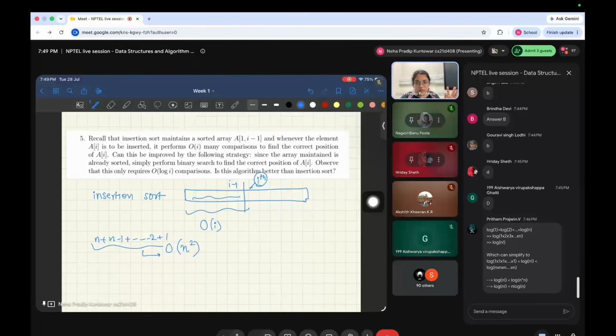Okay, so here is a proposed algorithm. Instead of going all the way back to I, what if I use the fact that I know this array is already sorted? So it's not arbitrary, it's already sorted. So you can do a binary search algorithm. Instead of linearly finding the correct position of the ith element, what you do is use the binary search algorithm.